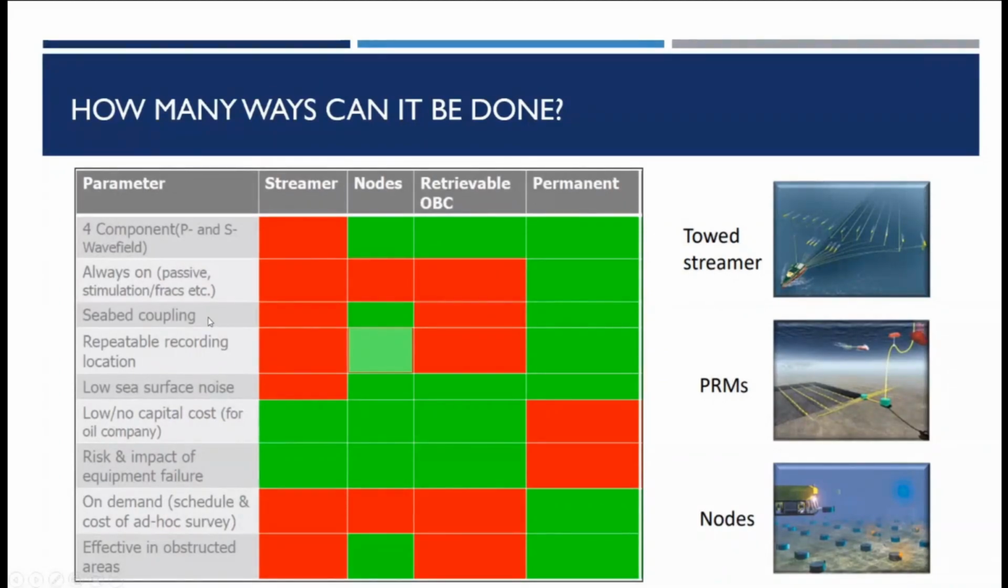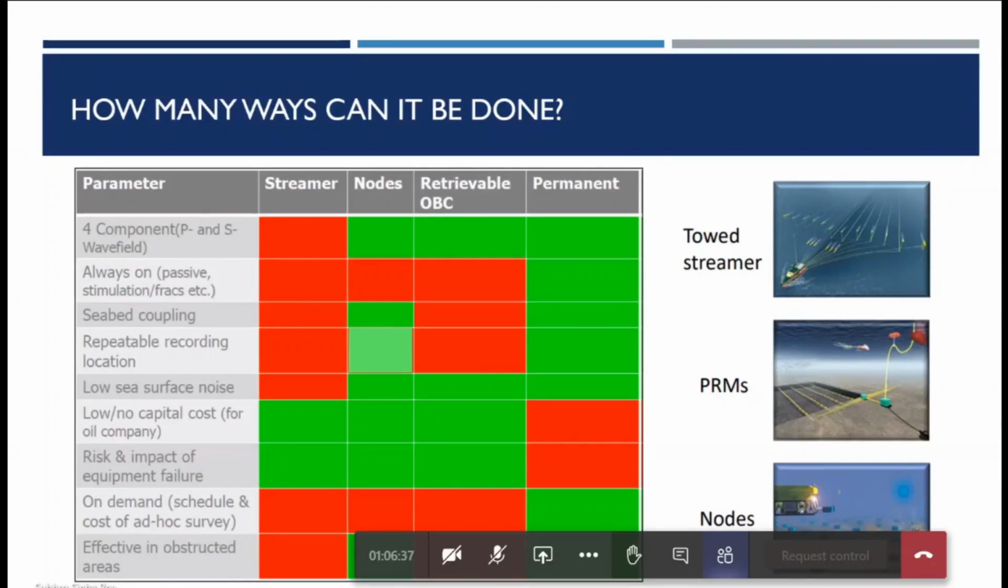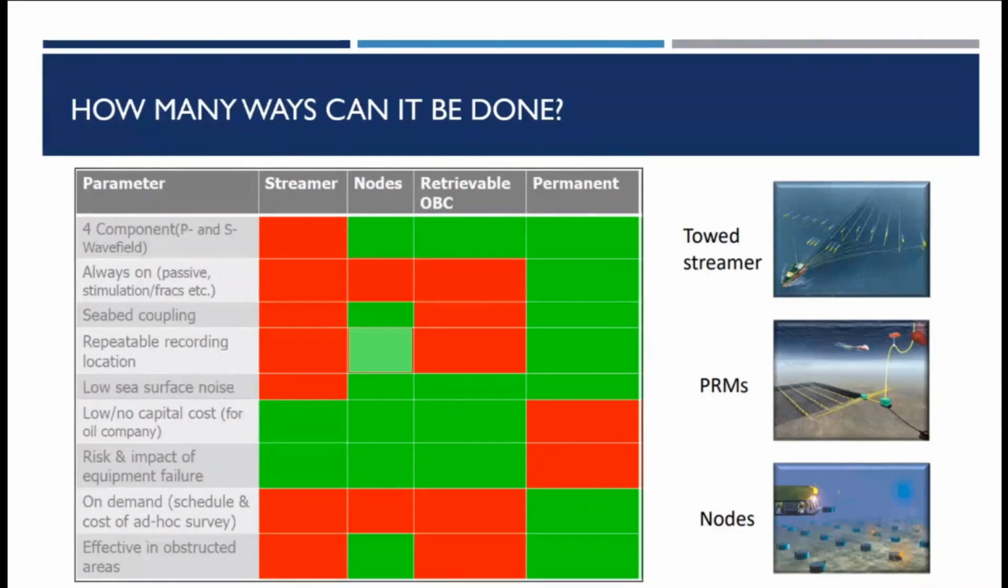When it comes to the seabed coupling, it's of course good with the nodes and the permanent OBCs, because what you do with the permanent system is you put in the OBC cables ideally on the seafloor, you trench it, you put it in. And in cases where the seabed is very hard, you are unable to drill through that and trench it, you put the OBC cables on top on the seafloor and dump it with rocks. So essentially, they have got a very good coupling with the seabed.